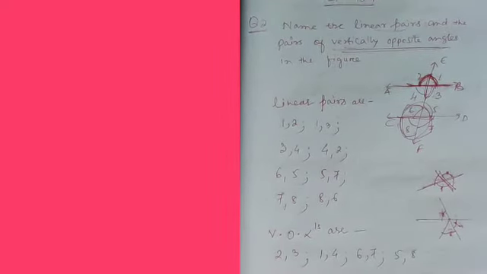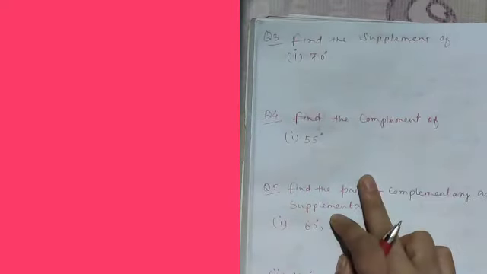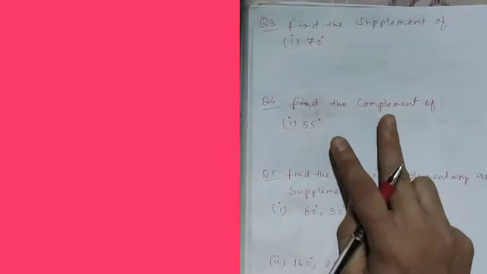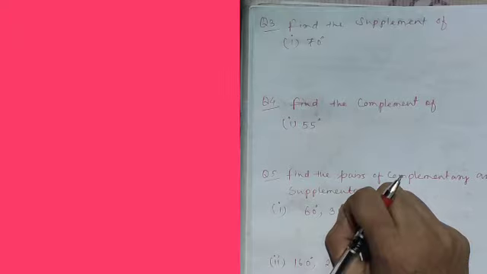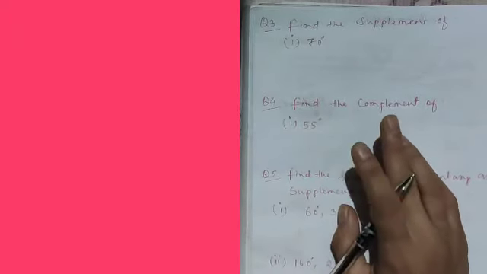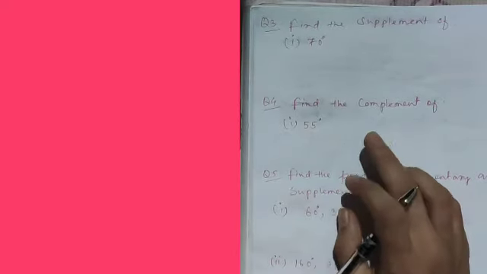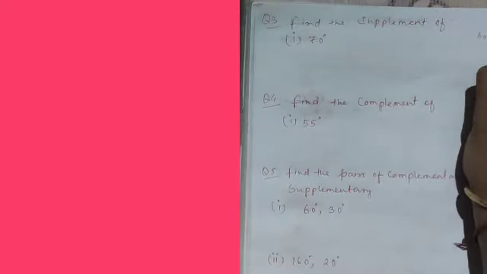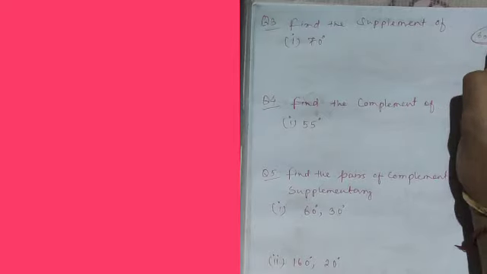Now let's see the next question. The next question says, find the supplement. See here, students, two angles will be known as supplementary angles when their sum is 180 degrees. And one angle will be the supplement of the other. Just say 60 and 120. Adding these two, we get 180 degrees.